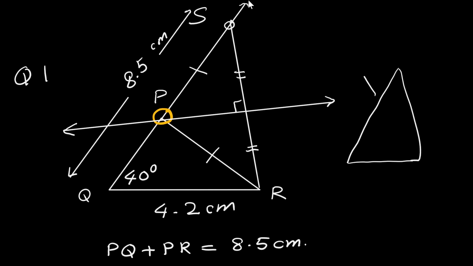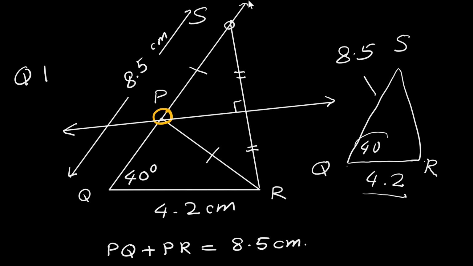One side is 8.5, the included angle is 40 and the base is 4.2. So we can construct triangle SQR. Now what is the first step in this construction? Construct segment QR of length 4.2, then construct a ray forming a 40-degree angle at QR, and then consider Q as center with radius equal to 8.5. Draw an arc intersecting the 40-degree ray at S and join SR. So we can now construct triangle SQR. But the problem is to construct triangle PQR.